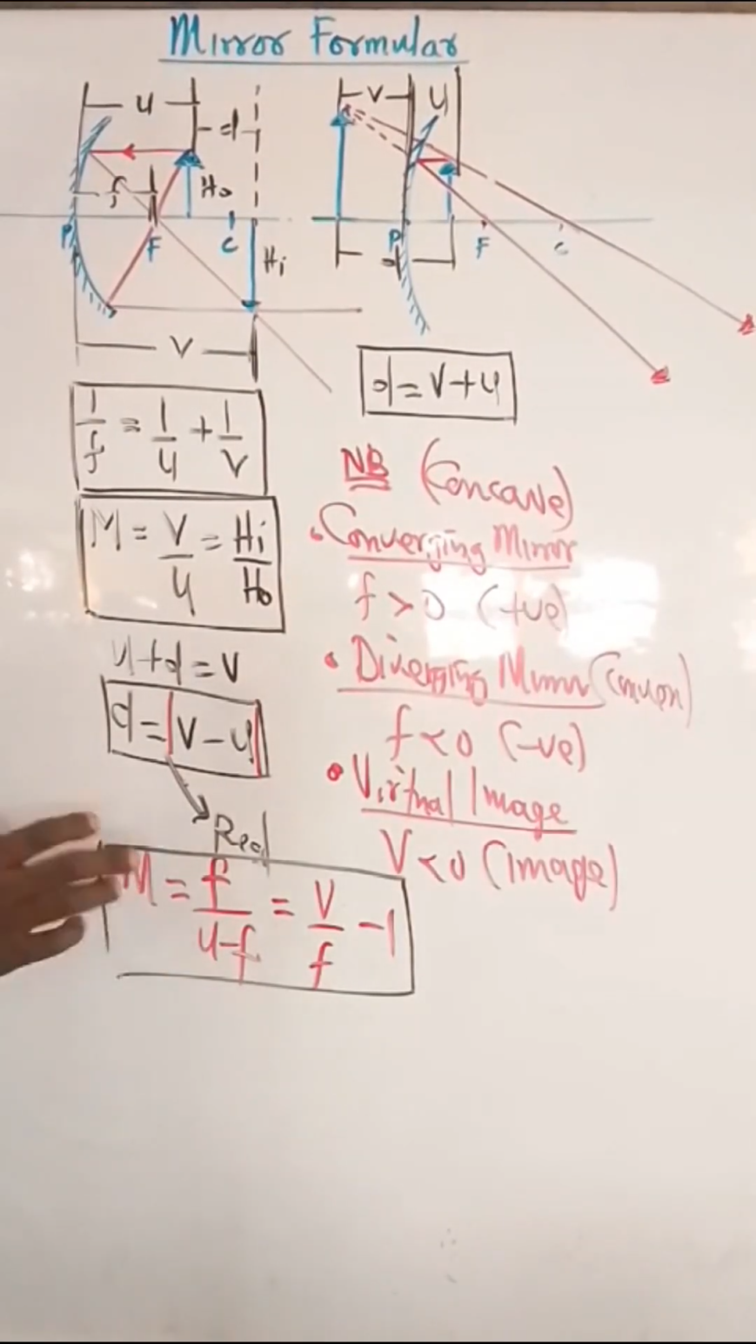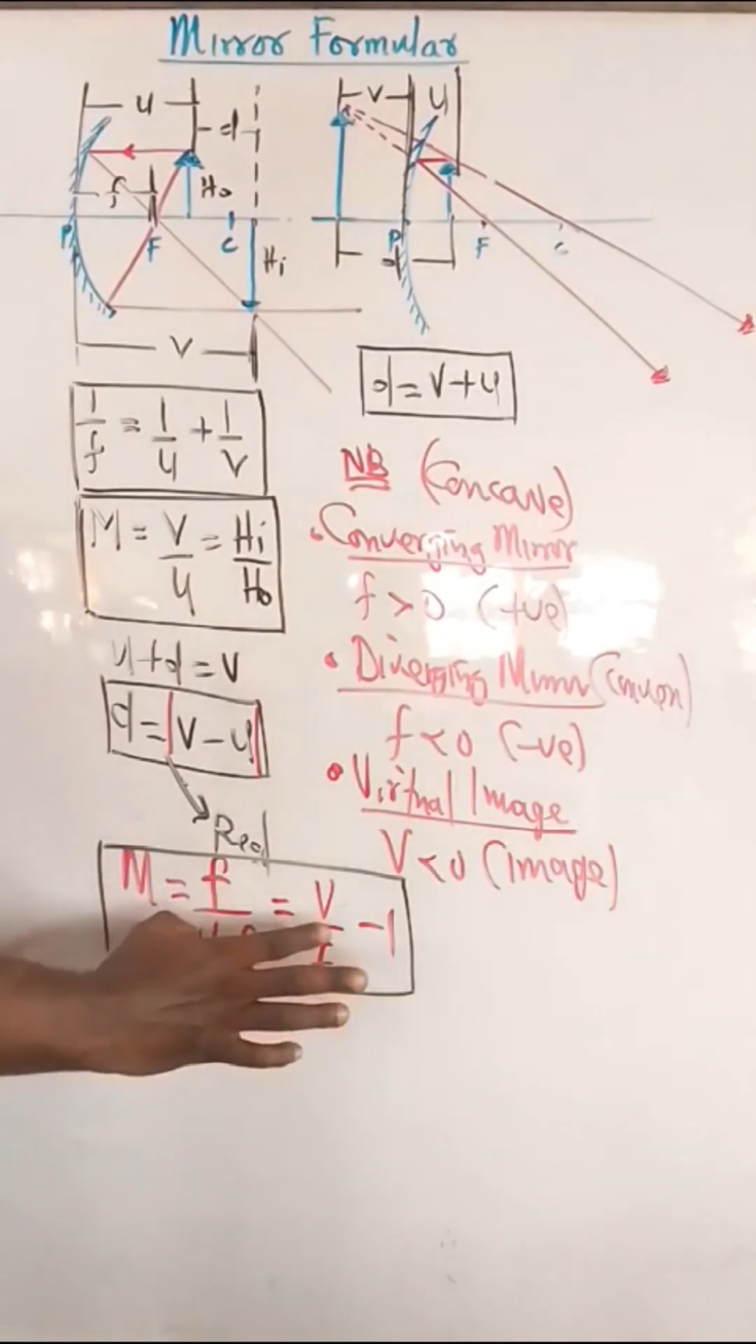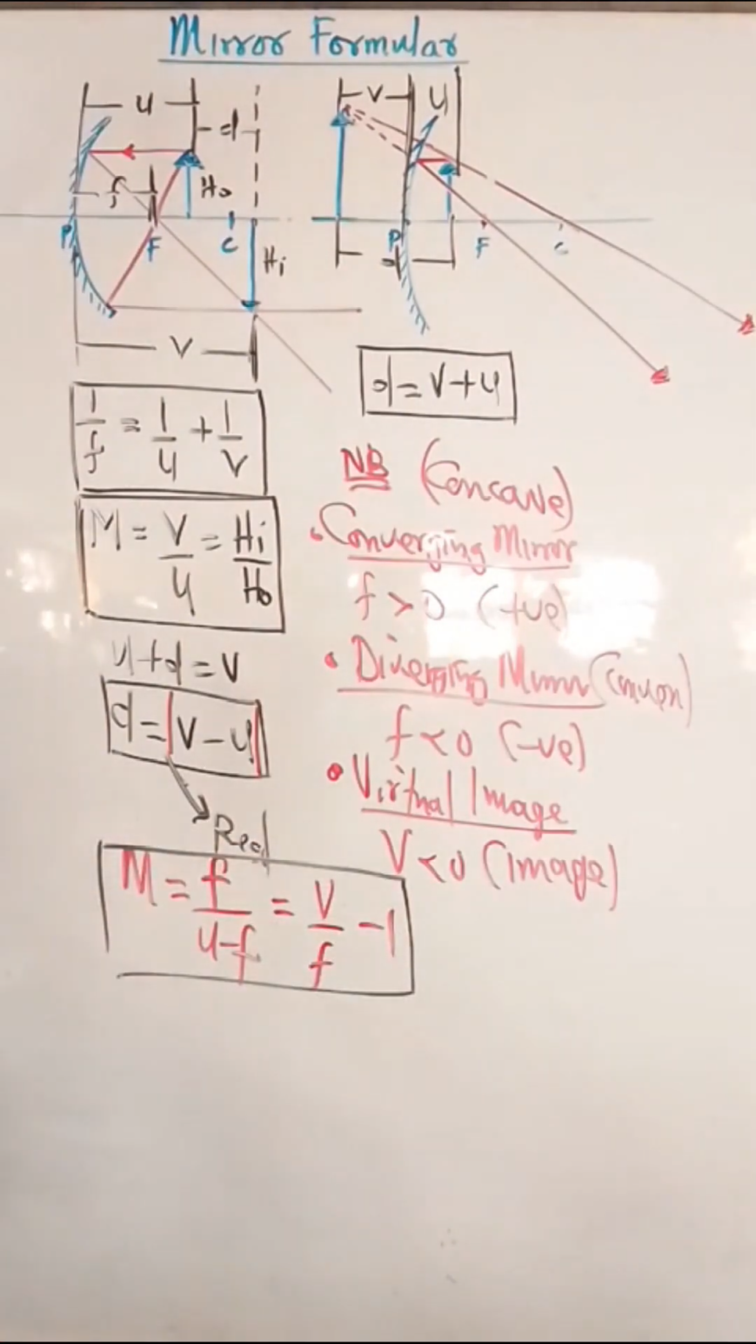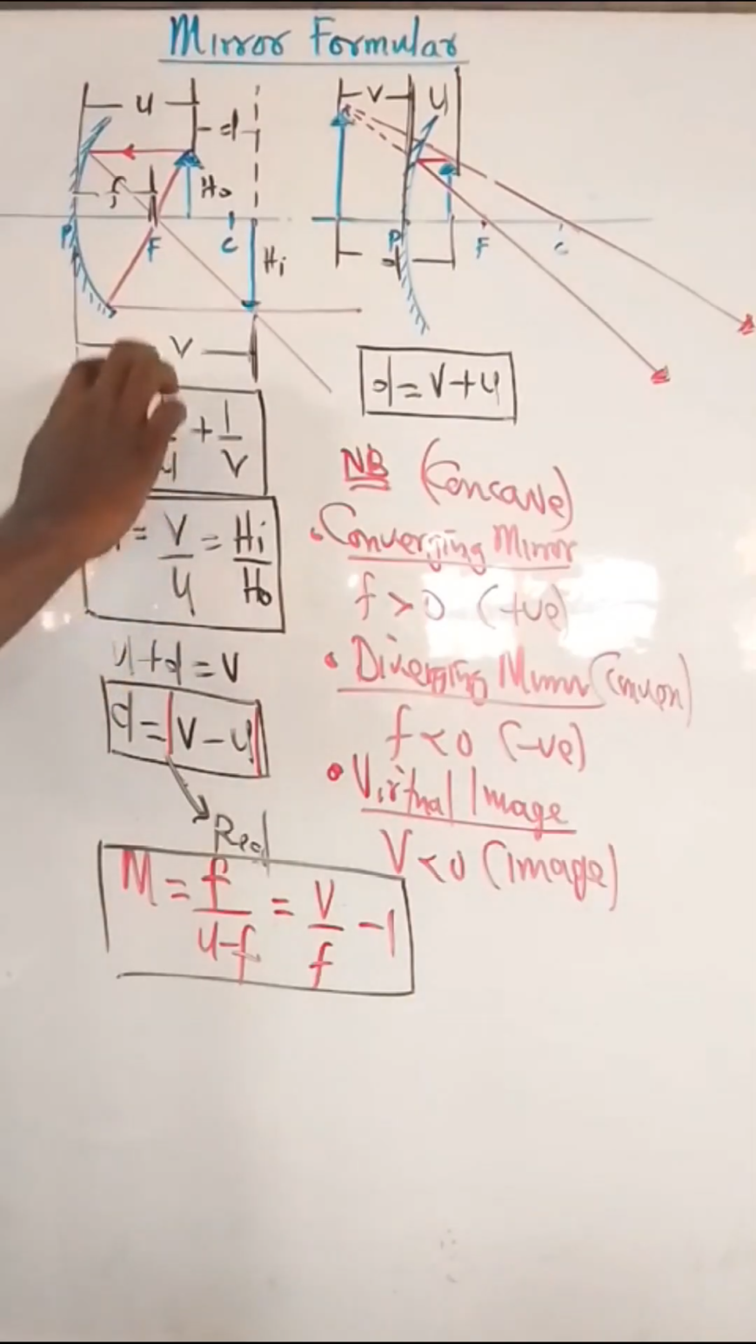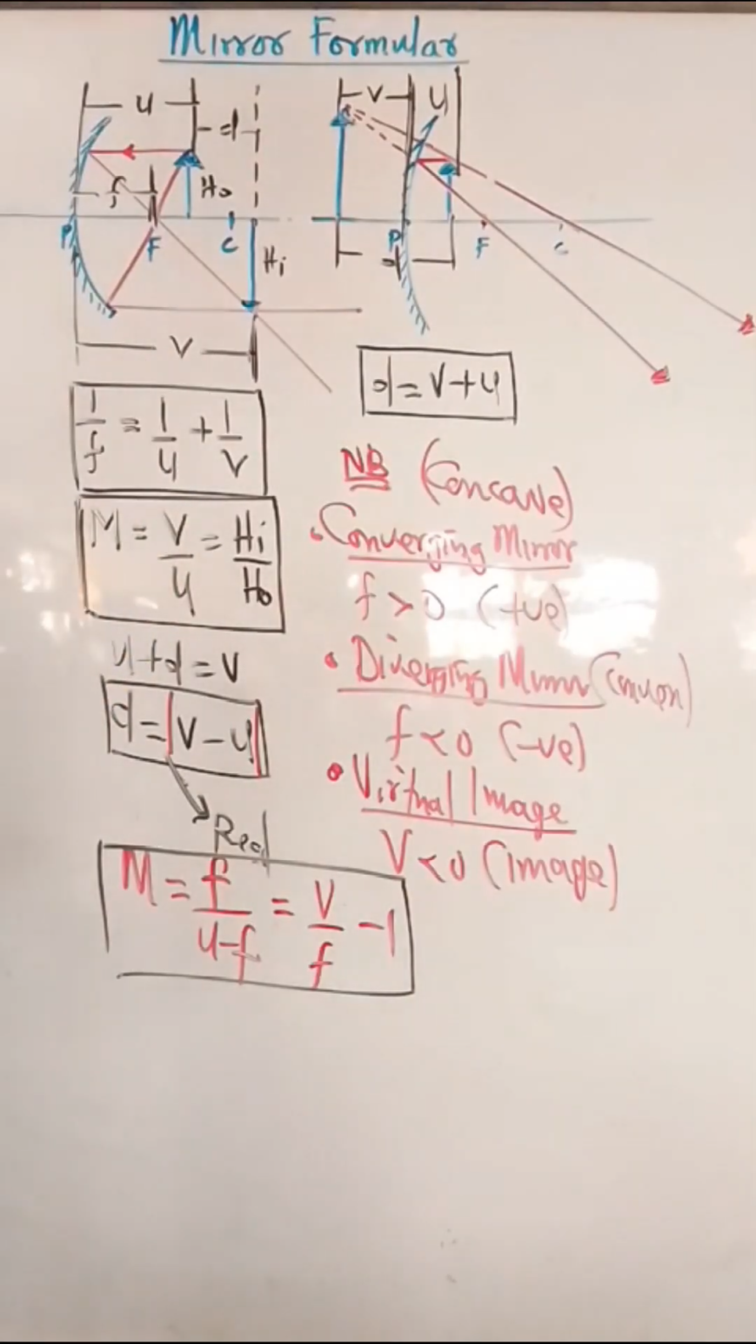This is in terms of f and u. If the question is not talking about the image distance, or about the object distance, then we use this. But this formula is not necessary. If you are not using this formula, you have to solve simultaneous equations. You solve simultaneously if you are given m and v, not u. So this is what you need to know about the mirror formula.